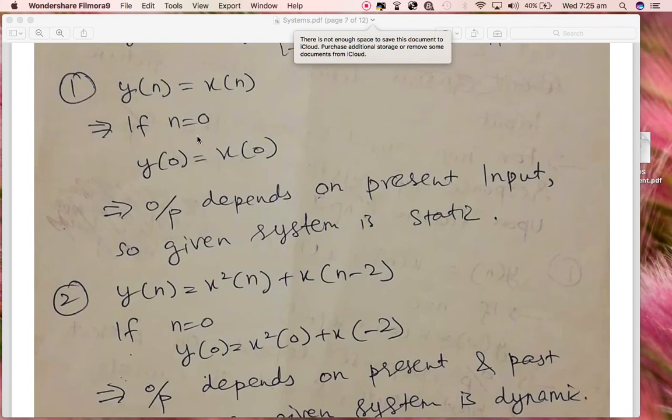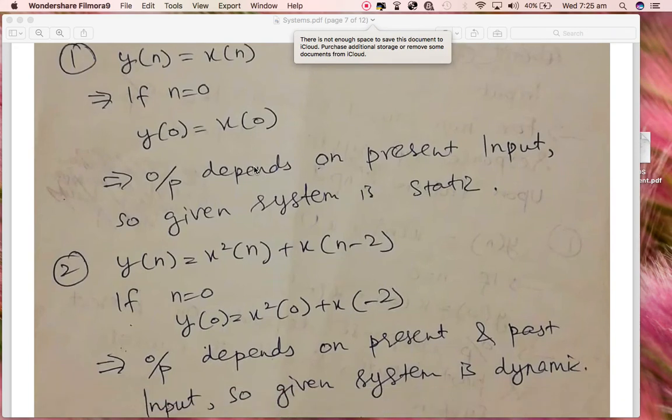So if by putting n equal to 0 we get just this entity, then it means it is a static system, because it is taking into consideration only the present input.